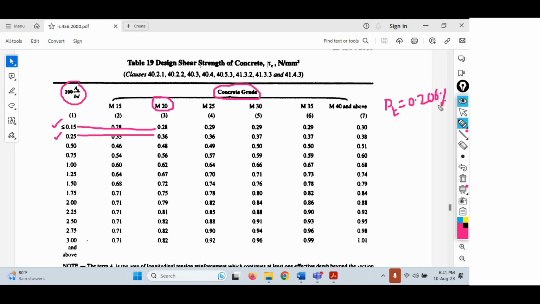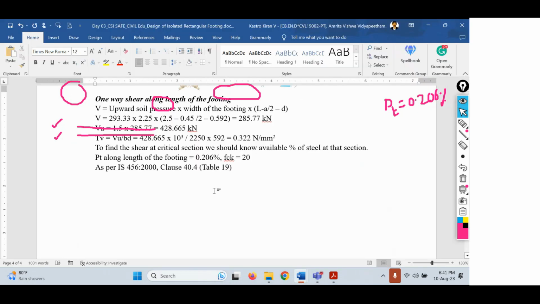Since 0.206 is lying in between these two values, we have to do the interpolation and find out the tau C value, that is the shear strength of concrete, for PT equals 0.206 percentage. Let me write that. So let me go here. Let me delete this one. Yeah. So from table 19, let me just make it in this way.